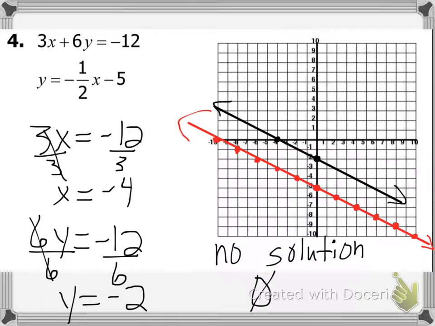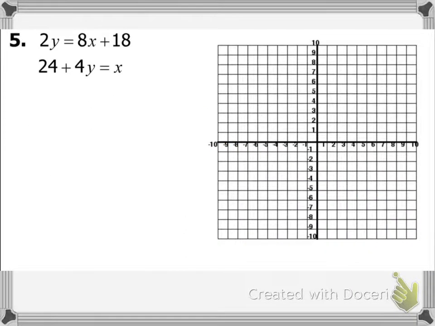Questions on 4? If I were to solve my top equation for y, I would have gotten a line that had a slope of negative 1/2. I could have said that there was no solution without even graphing it at that point, because I know they have the same slope. Okay? Questions on 4? Number 5.